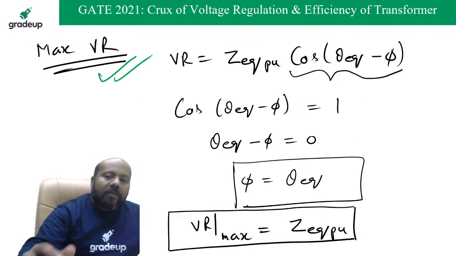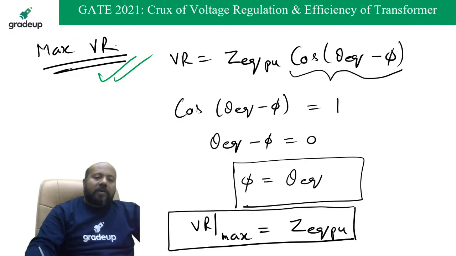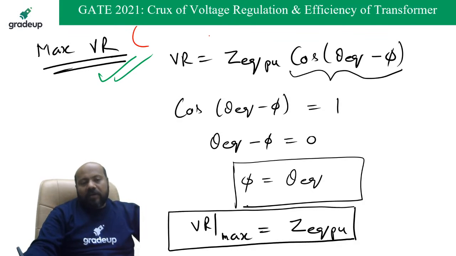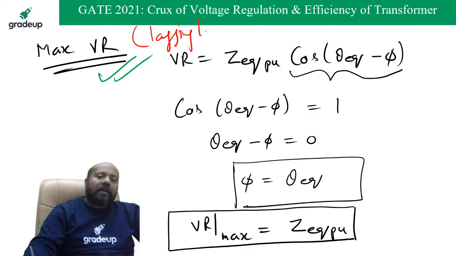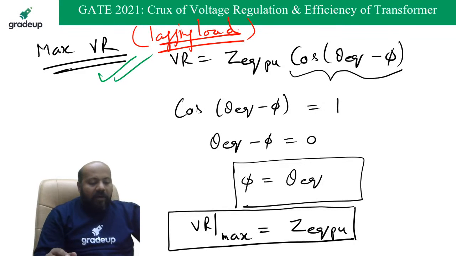Now listen, when we are saying maximum voltage regulation, you have to understand voltage regulation is nothing but the drop in the voltage at the secondary of the transformer. Definitely this drop is going to be maximum when a lagging load is connected. It means maximum voltage regulation you will always get when the load is lagging in nature.